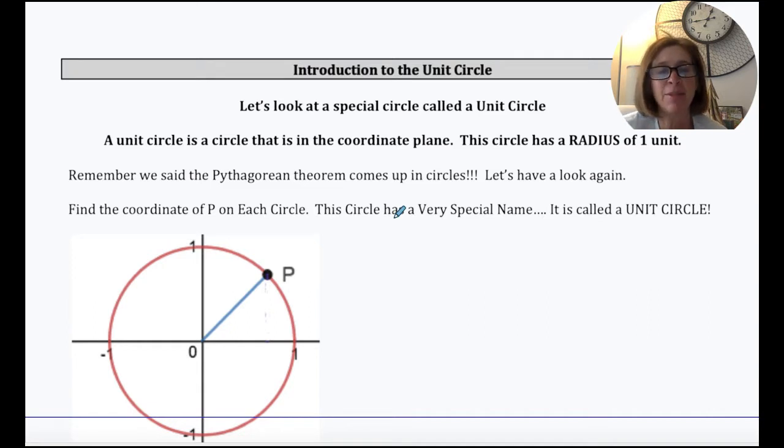Today we're going to be looking at an introduction to the unit circle, and this is going to be something that we're going to use for the rest of this unit on trigonometry, and it can be confusing when you first get started with it, okay? So let's start by understanding what it is.